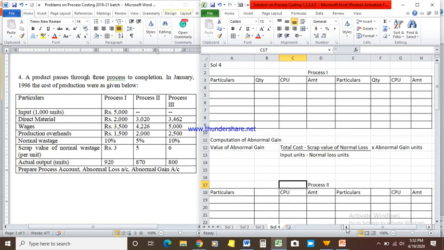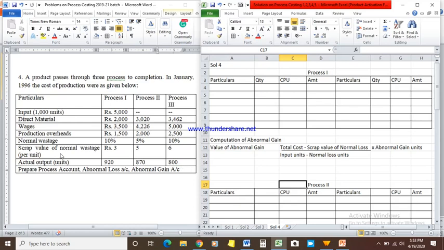A product passes through 3 processes to completion. In January 1996, the cost of production were given as below. In process 1, input 1000 units, amount 5000 rupees, direct material, wages, production overheads, normal wastage is 10%, scrap value of normal wastage is given per unit, it is 3 rupees, 5 rupees, 6 rupees. Actual output is 920 units, 870 units in process 2 and 800 units in process 3.